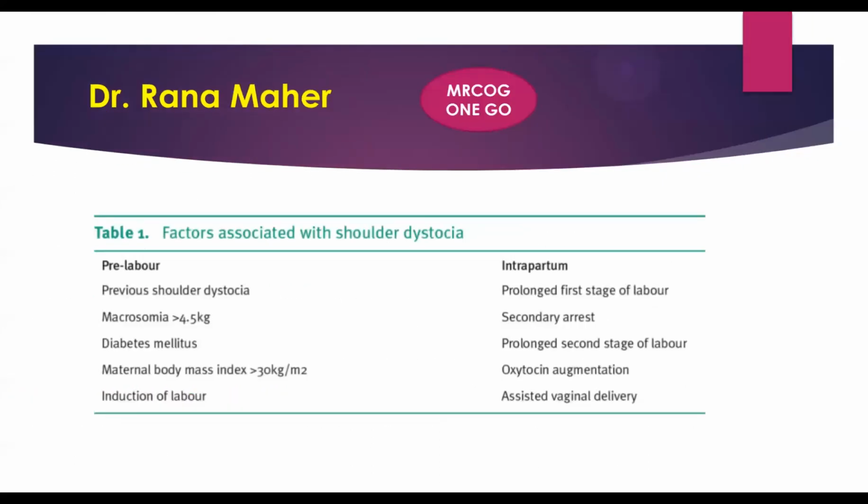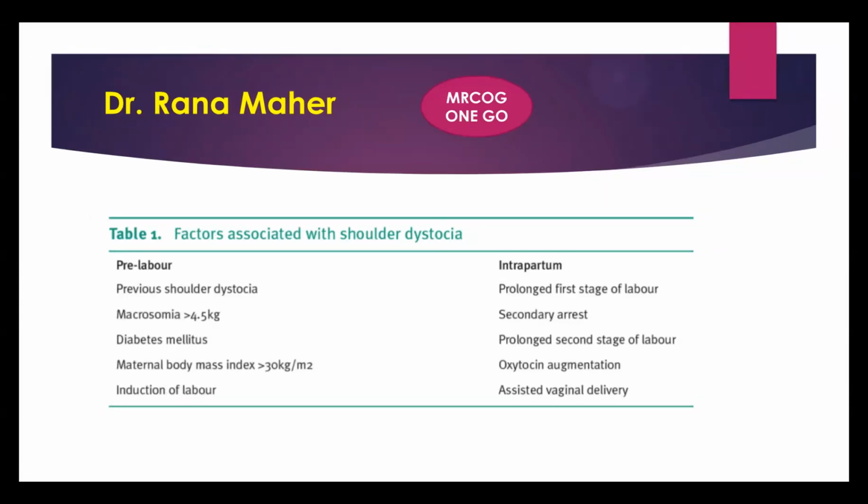Then you will tell the ST1 that we cannot predict, or we cannot say that this patient will have shoulder dystocia, but we can say that this patient has risk factors to have shoulder dystocia. So we have pre-labor factors and intrapartum factors. For the pre-labor, it's previous shoulder dystocia, increasing the risk tenfold. So take care of that.